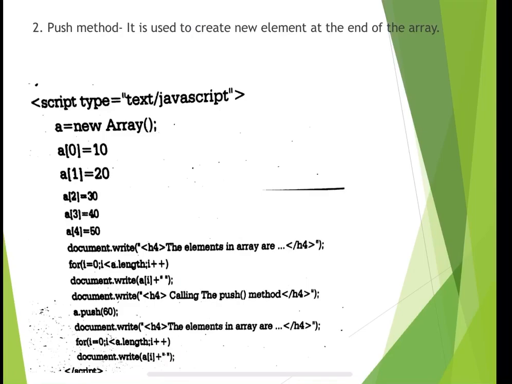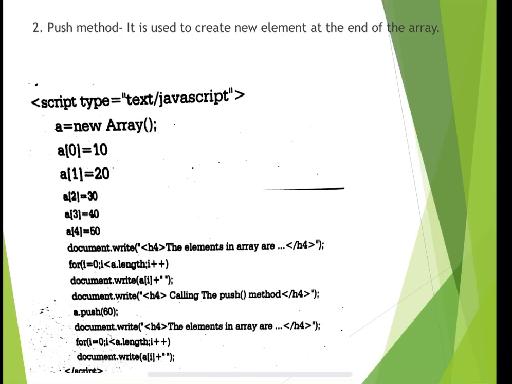Okay, so the next method is the push method. It is used to add a new element at the end of an array. So a is equal to new Array, a[0] is equal to 10, a[1] is equal to 20, a[2] is equal to 30, a[3] is equal to 40 and a[4] is equal to 50. So there are a total of 5 elements in the array. We will add another element into the array using the push method.